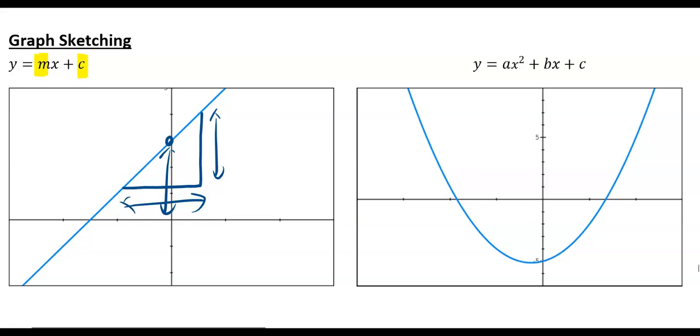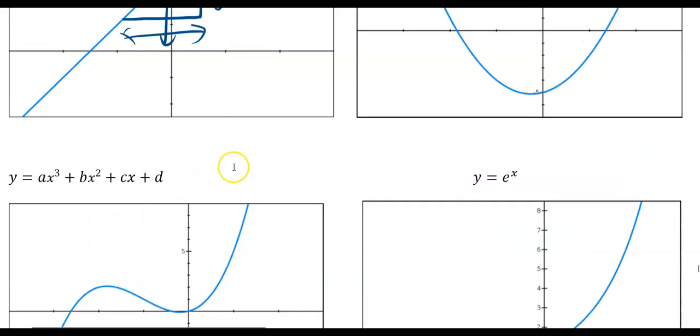Next one is our quadratic. This is a positive quadratic. So if a is greater than 0, then it's a U shape. If a is less than 0, then it is an N shape. So if a is greater than 0, it's a positive quadratic, and a positive gives a smiley face. And a negative, a less than 0, would be a negative quadratic and a sad face.